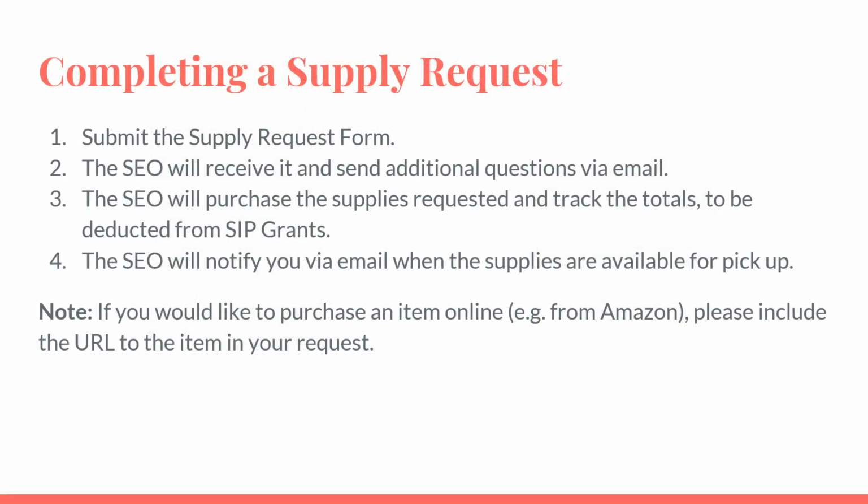To access SIP funds, you'll need to complete a supply request. Once you submit the supply request form, the SEO will receive it and ask any additional questions they have by email. Once approved, the SEO will purchase the supplies your organization requested and deduct those totals from your SIP grants. The SEO will then notify your organization when supplies are ready to be picked up.